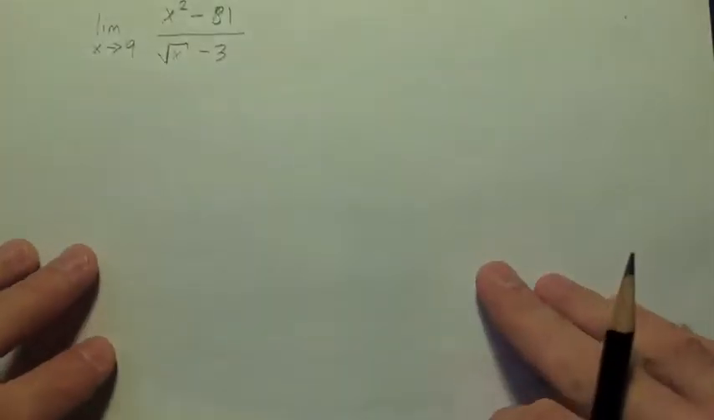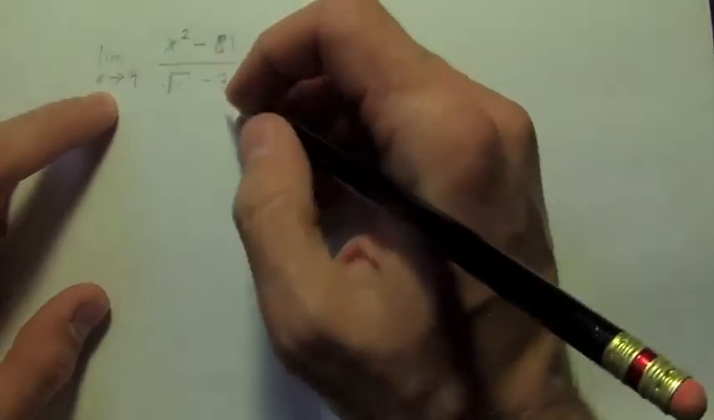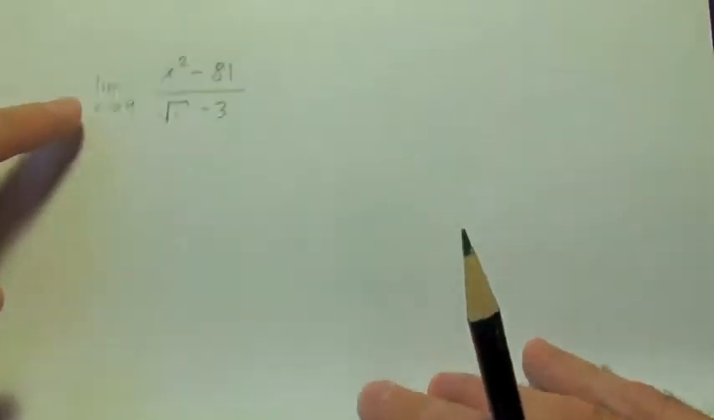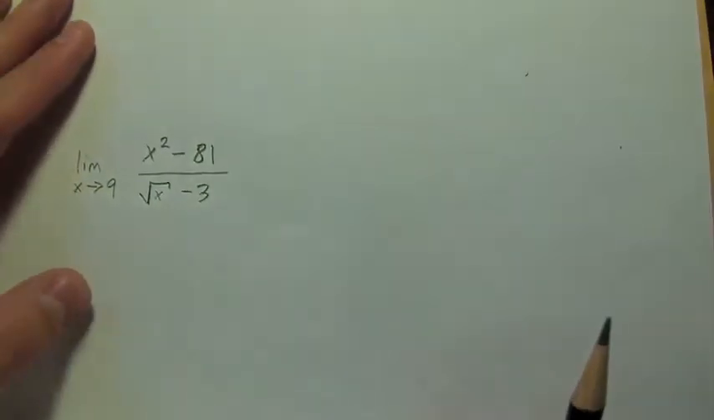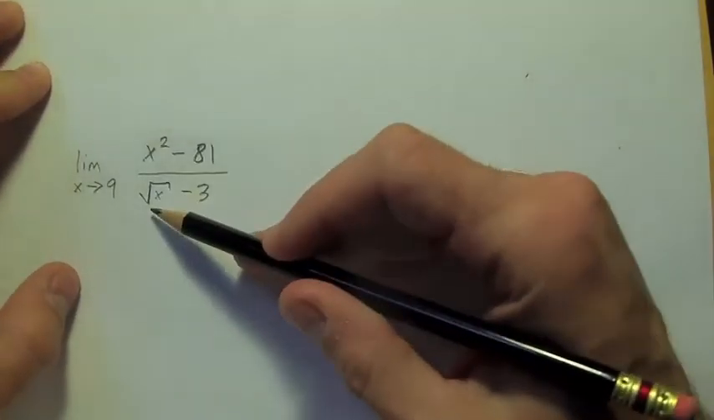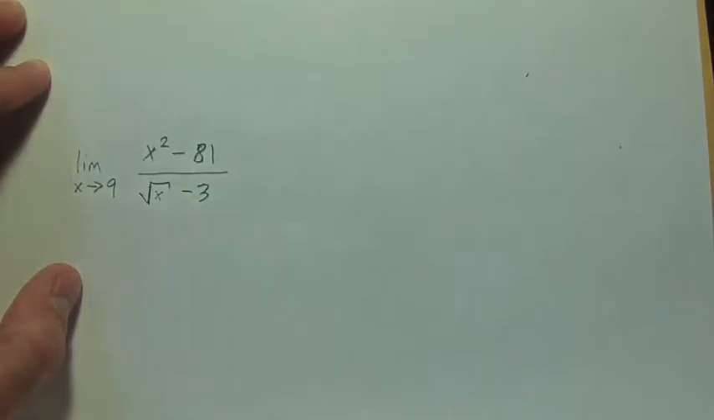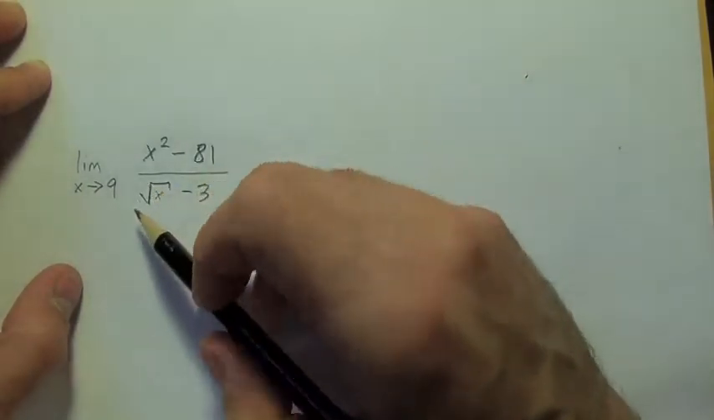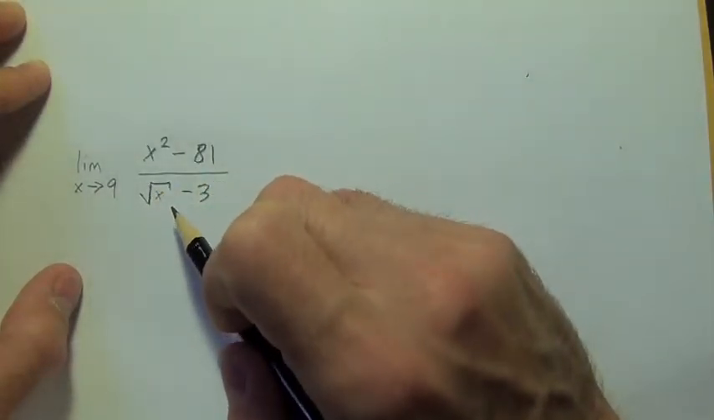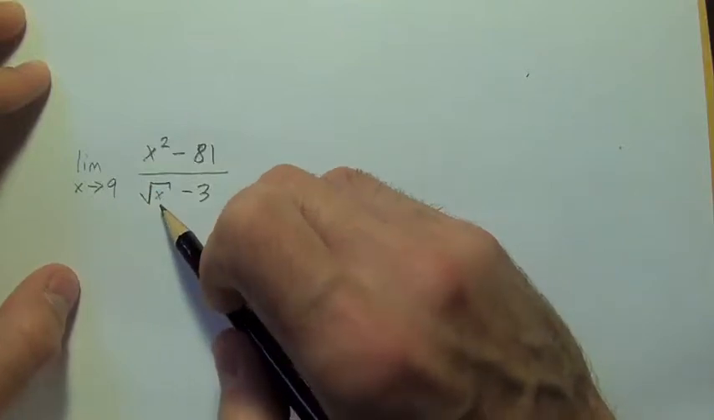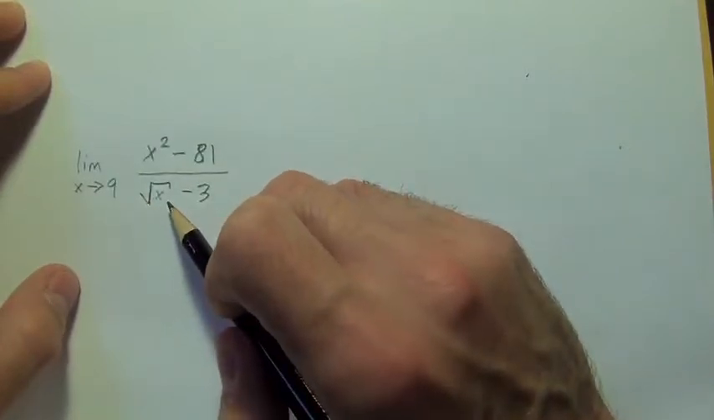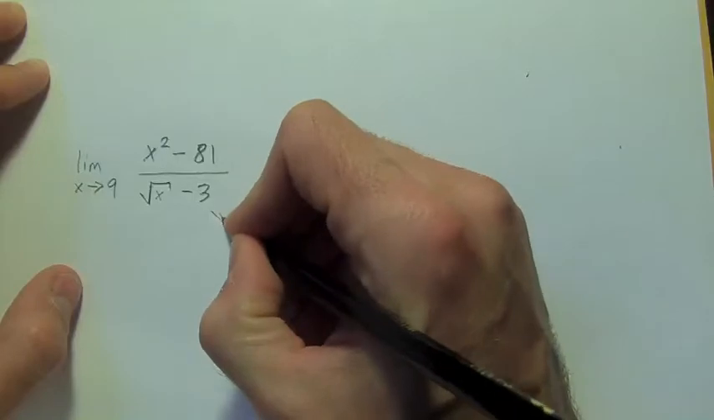Okay, next example. We're going to look at the limit as x goes to 9 of x squared minus 81 all over the square root of x minus 3. So here we go with one of our square root examples. If I plug in 9, I get the square root of 9, which is 3, minus 3, that'll be 0.